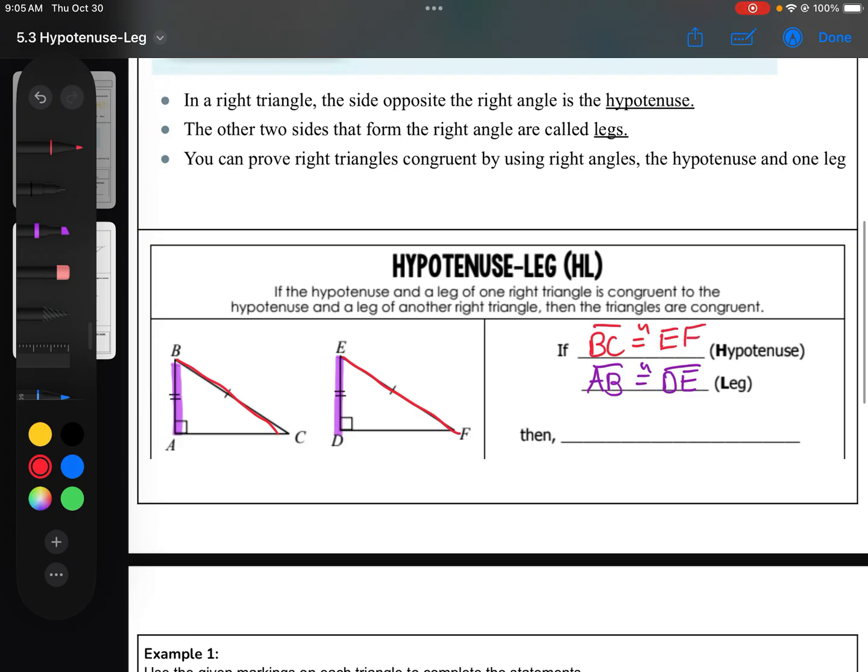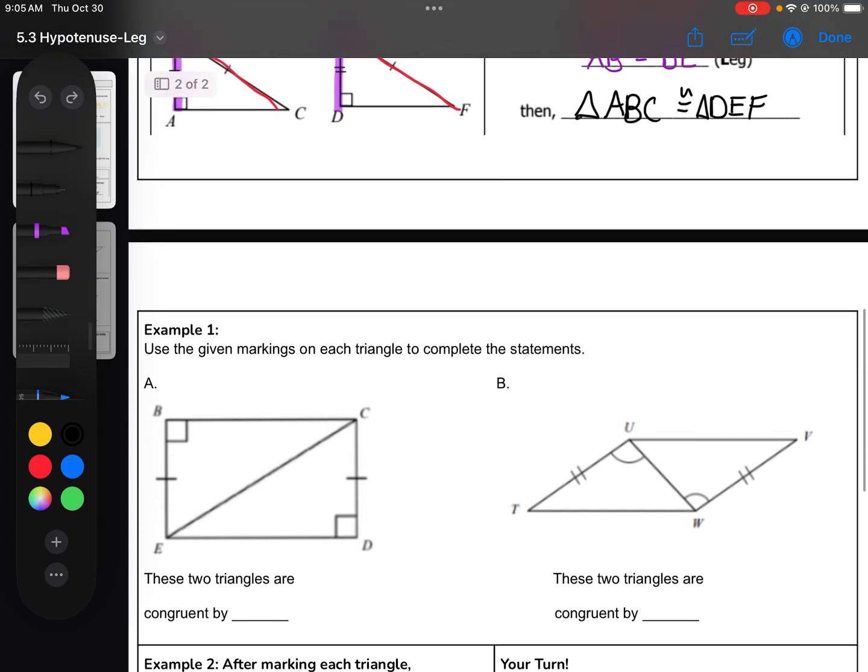So you only need two things here to prove that triangles are congruent because they're both right triangles. So if you know the hypotenuse and one of the legs are congruent, then you can say that the two triangles are congruent. So we have triangle ABC is congruent to triangle DEF by HL, hypotenuse leg, okay?